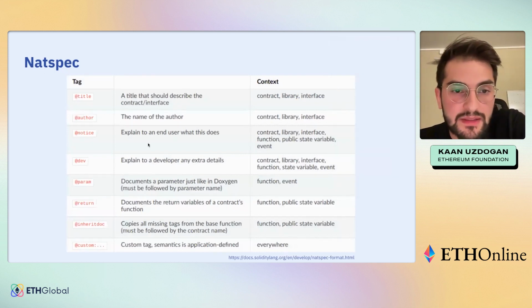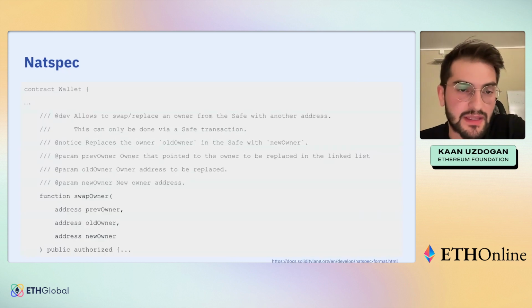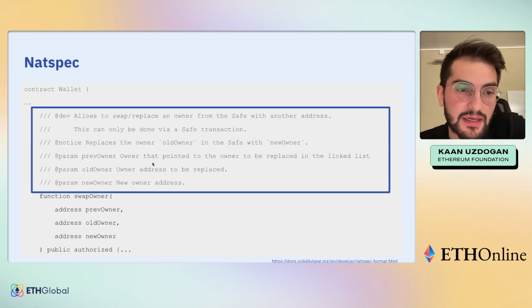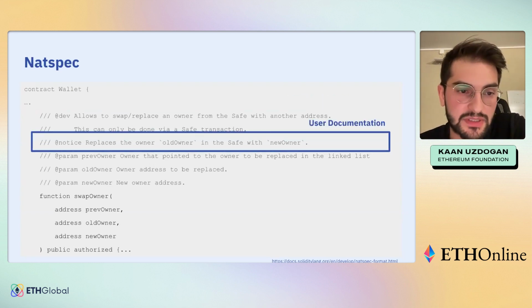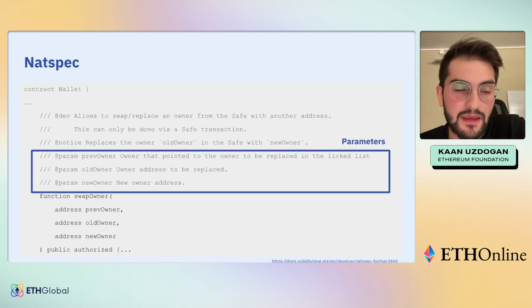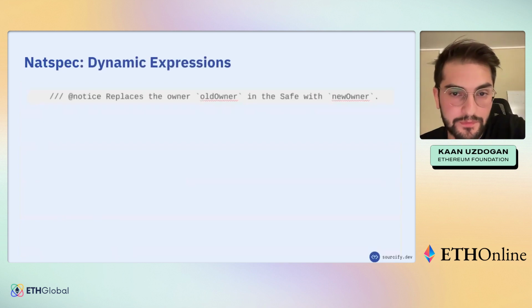It looks like this. It is similar to JSDoc, if you are familiar with JSDoc. You can find the NatSpec in your contracts, mostly on top of the functions. It has a dev field, which is for the developer documentation, then the notice field for the user documentation. Then we have the documentation for the parameters.